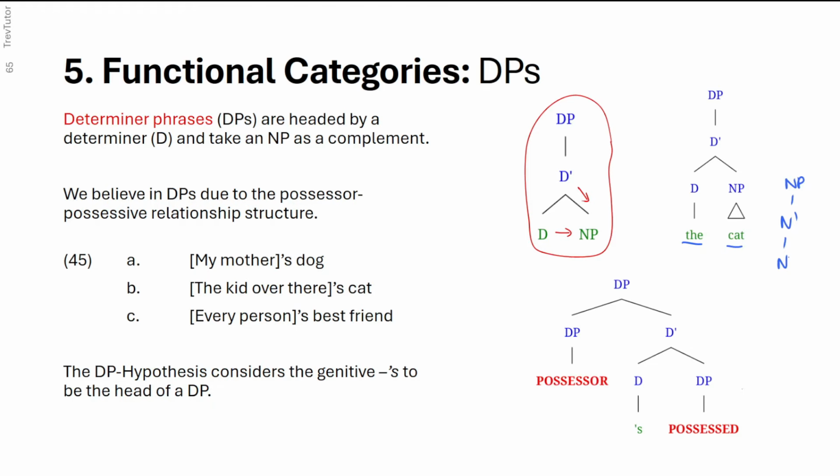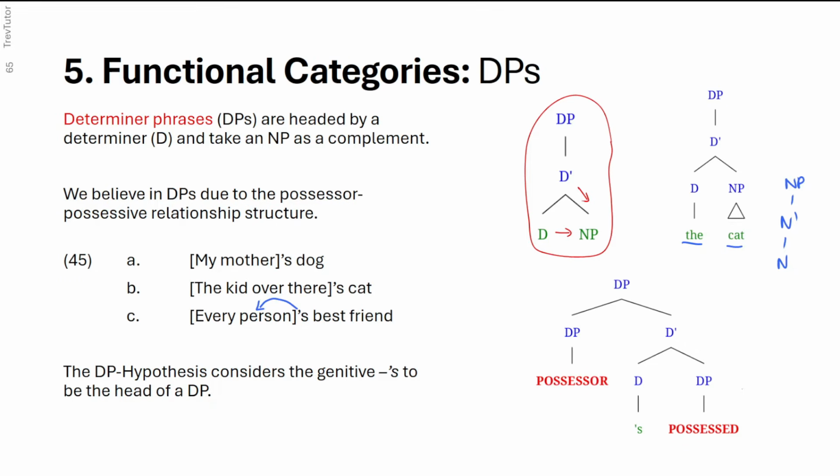Now, one of the big arguments for DPs, aside from gerunds and some other things, is the possessor-possessive relationship. So in the case of my mother's dog, or the kid over there's cat, or every person's best friend, we note that the genitive s, so the possessive affix, does not necessarily attach to one word, but rather to the whole determiner phrase. So it's every person's best friend. It's not like it's one singular person's best friend and then every is modifying that. No, the possessive s belongs to every person.